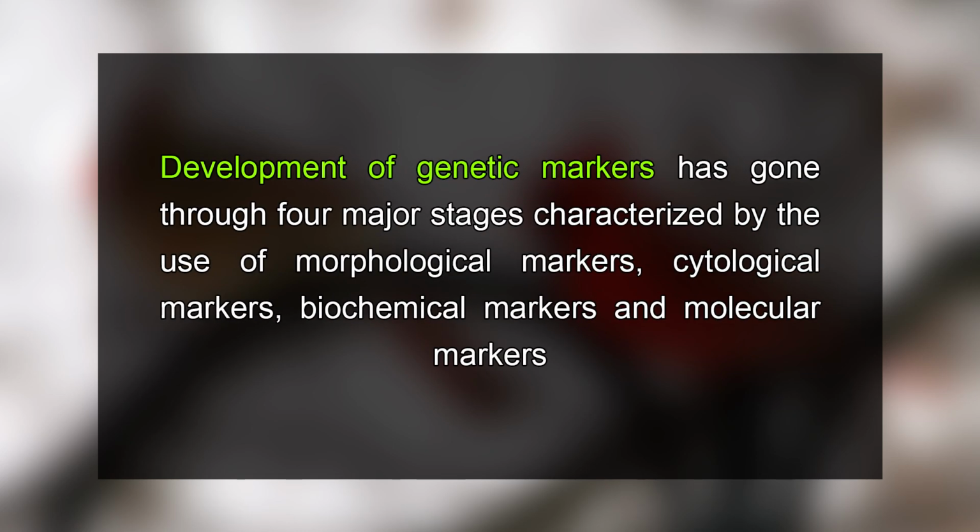With the development of genetics, the use of genetic markers has also developed steadily. To date, the development of genetic markers has gone through 4 major stages characterized by the use of morphological markers, cytological markers, biochemical markers, and molecular markers.